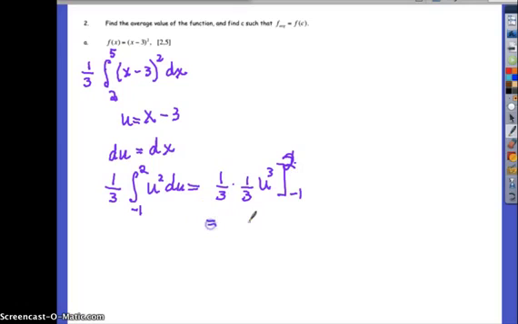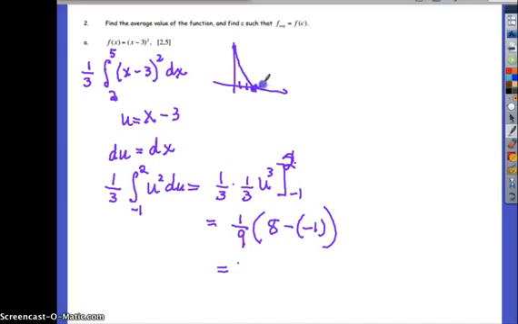So we're just going to have 1/9 of 2 cubed, which is 8, minus -1 cubed, which is -1. So just 1/9 of 9, which is 1. Okay, so the question is, where on the graph of this, we know what this looks like, right? We know it's a parabola. We know the vertex is at 3. It's going to be something like this. Here's 2, 3, 4, 5.